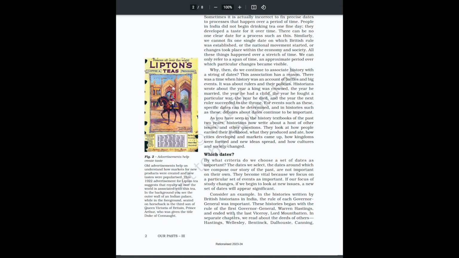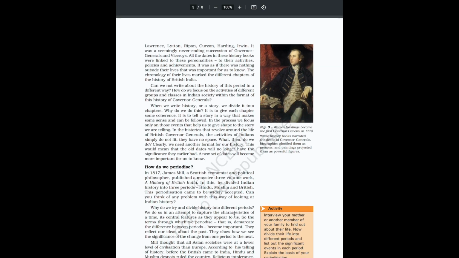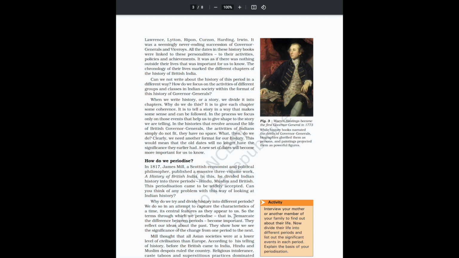In the histories written by British historians in India, the rule of each Governor General was important. These histories began with the rule of the first Governor General, Warren Hastings, and ended up with the last viceroy, Lord Mountbatten. In separate chapters, we read about the deeds of others: Hastings, Wellesley, Bentinck, Dalhousie, Canning, Lawrence, Lytton, Ripon, Curzon, Harding, Irwin. It was a seemingly never ending succession of governor generals and viceroys.